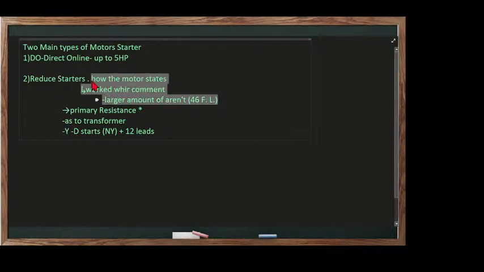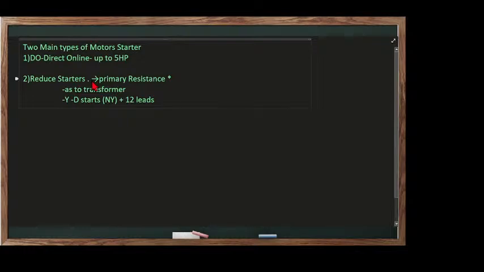We have three kinds of reduced starters. The first is the primary resistance. What we do here is reduce the starting current, so that our armature winding will not be damaged. The first one is connecting a resistance to the armature winding. That is called a primary resistance controller or starter. We can also use an auto transformer. And then the most common is the Y delta starter.